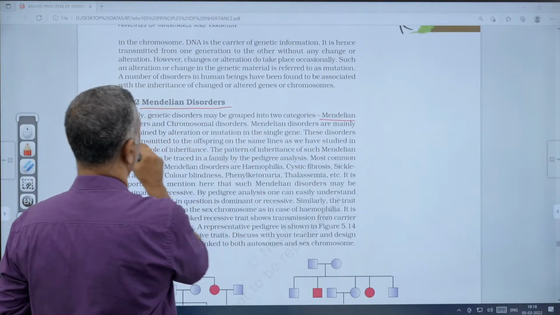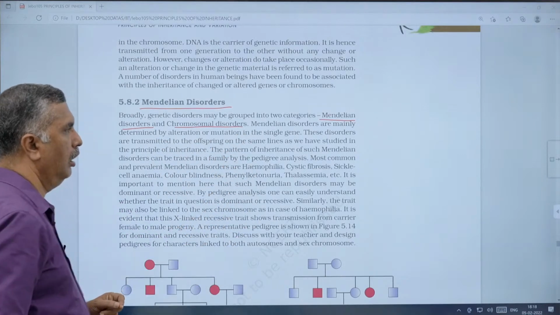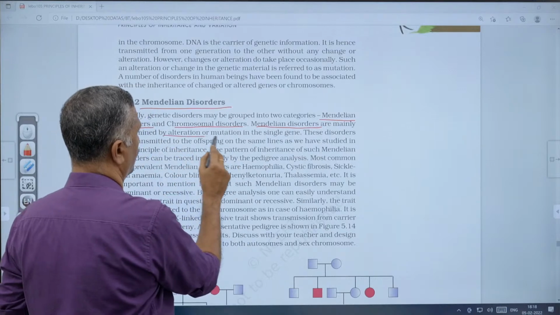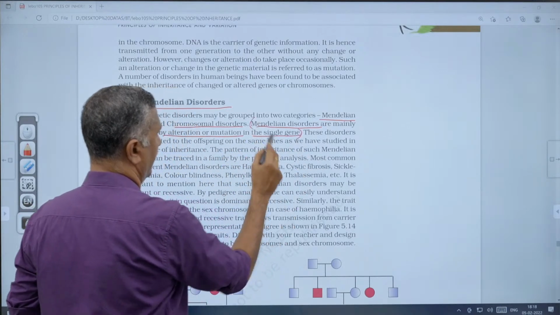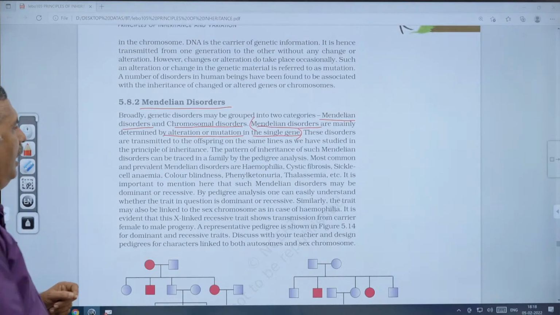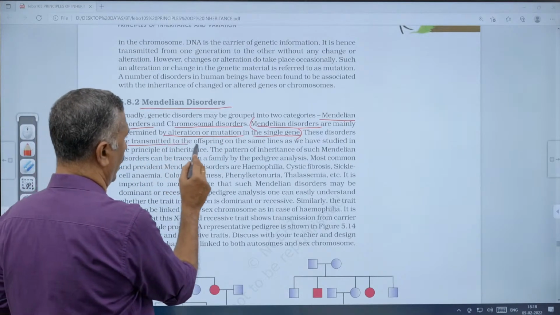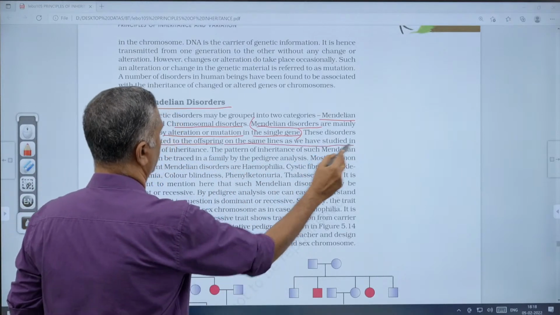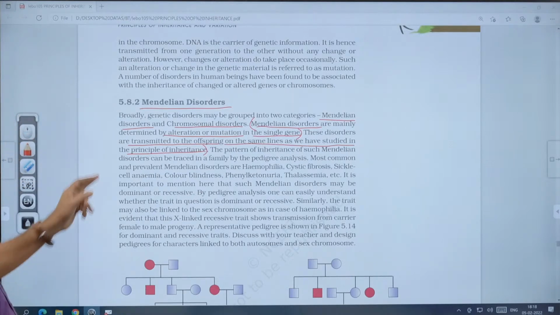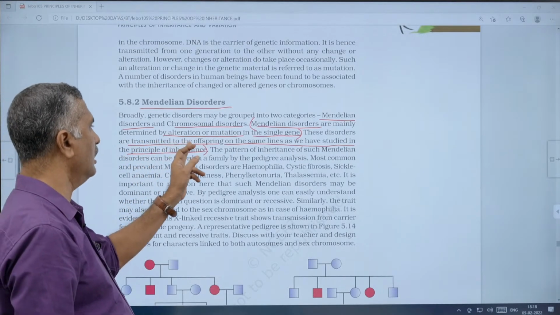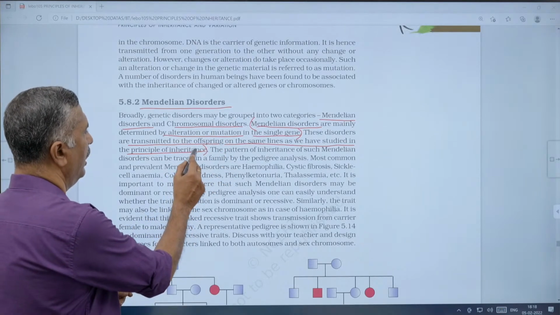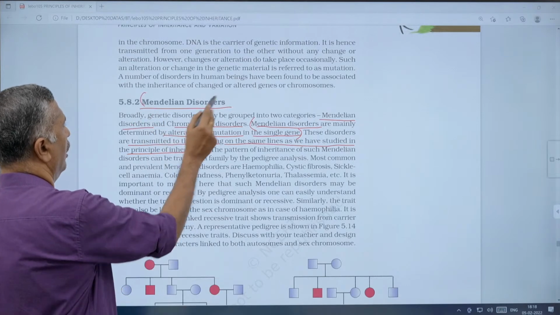There are two types of disorders, Mendelian disorders and chromosomal disorders. Mendelian disorders are mainly due to alteration or mutation in a single gene. These single gene mutations are called Mendelian disorders. These disorders are transmitted to the offspring on the same lines as we have studied in the principles of inheritance, or Mendelian inheritance.